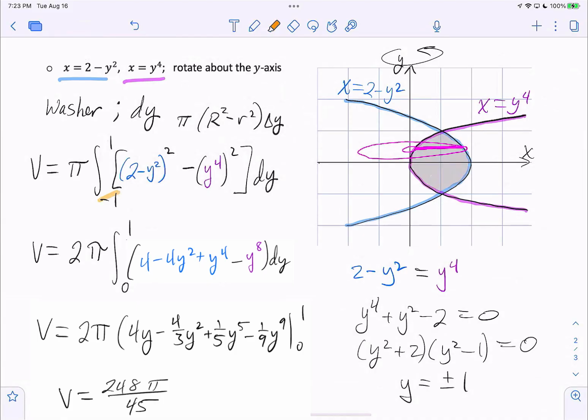I've changed the lower limit from -1 to 0, and then I doubled the value of the integral. What I'm really doing is taking the top half of this region because the bottom half is symmetrical. Anyway, after the algebra and integrating using the power rule, we end up with 248 pi over 45.